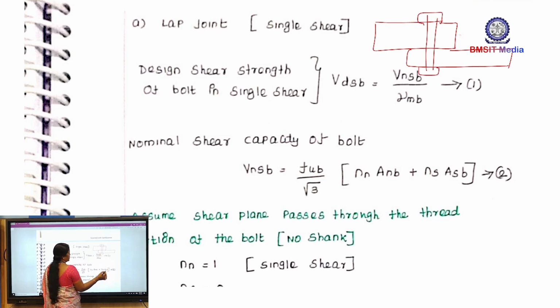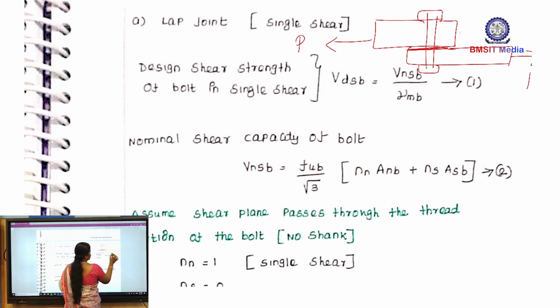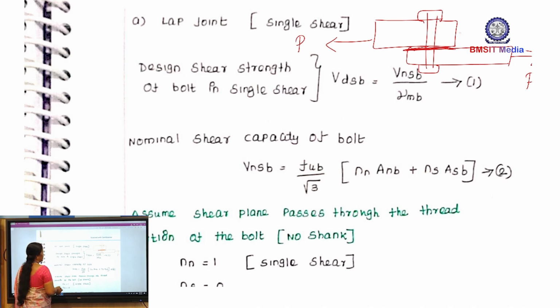This is a lap joint, so here only one contact surface is there. This is the shear plane. Always the shear plane is parallel to the applied load. This is the applied load, and this is the applied load. So this is the shear plane which is parallel to the applied load. So this lap joint is subjected to single shear.